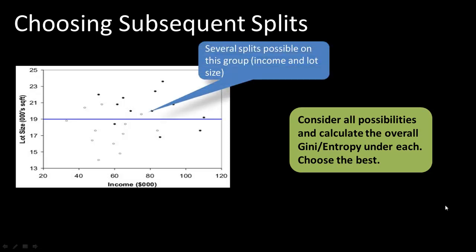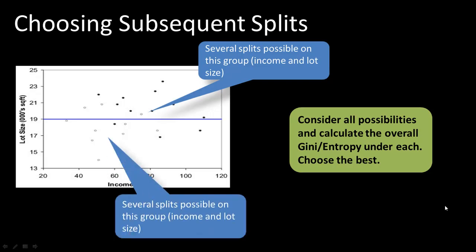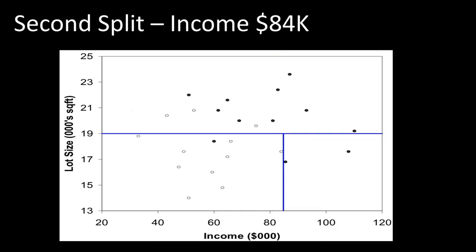So there are several splits possible on this group, and several on this group. Consider all the possibilities, calculate the overall Gini or entropy under each of them, choose the best split, and make that split. It so happens that that split falls at this income level, as we saw earlier.